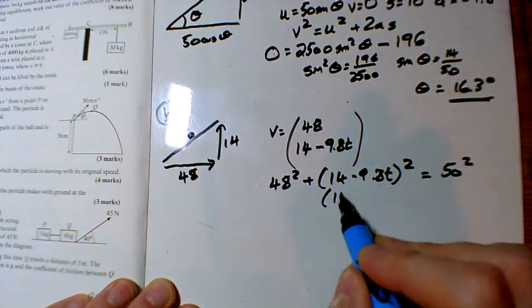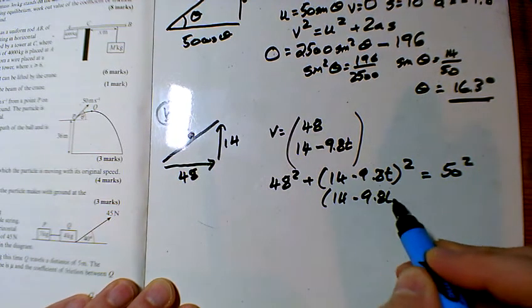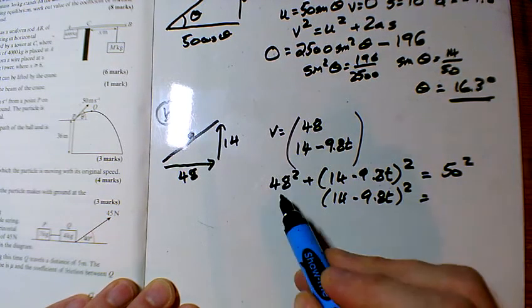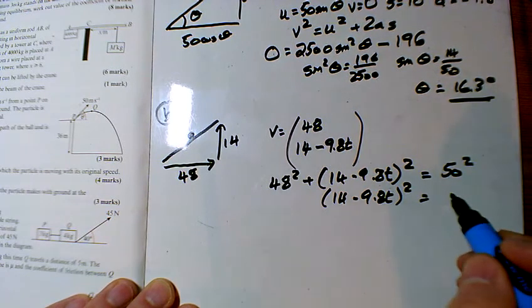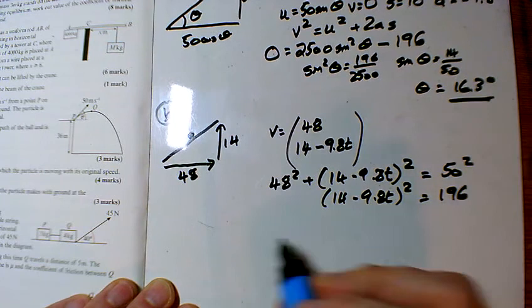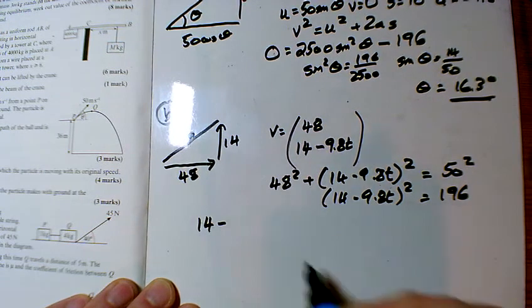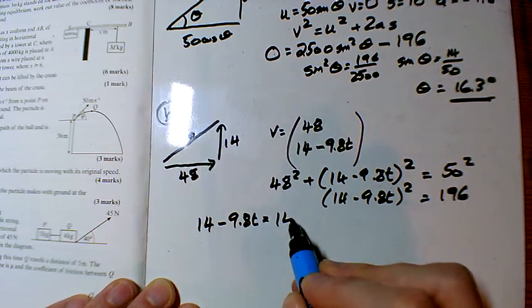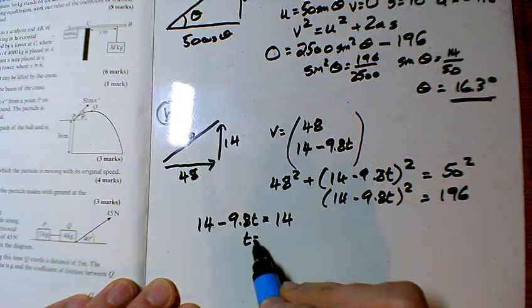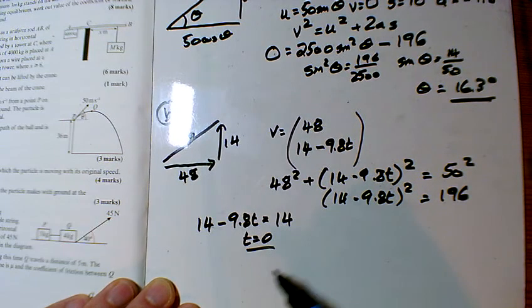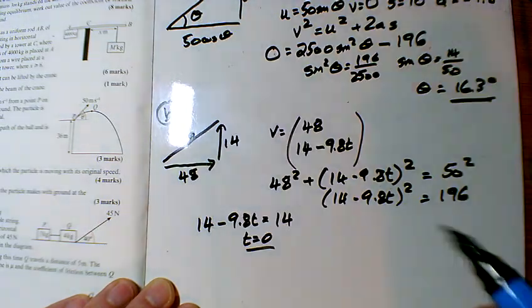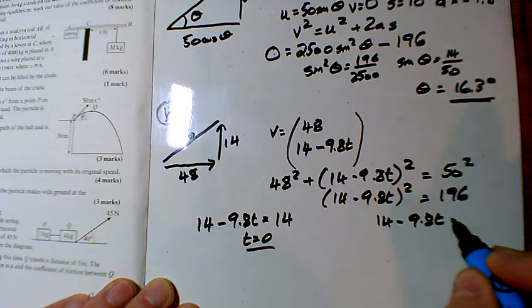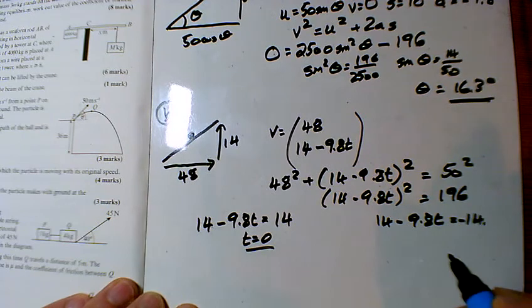Let's just take away here. So I've got 50 squared, take away 48 squared, gives us 196 again. So I've got two answers. One is 14 minus 9.8t equals 14. And that's nice because t equals 0. We wanted one answer to have a speed of 50 because it's the start. And the other one, 14 minus 9.8t equals minus 14.